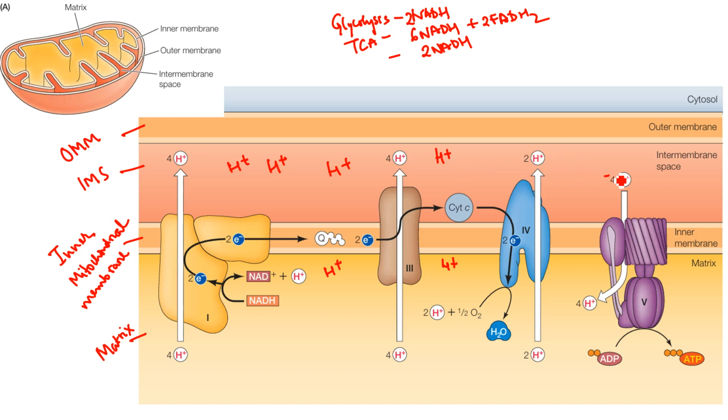Now, how is this gradient broken? There is this complex 5, the ATP synthase. This ATP synthase breaks the proton gradient by transporting the protons from the intermembrane space into the matrix. And when this electrochemical gradient is broken, ATP molecules are generated. From ADP you get ATP molecules. Okay, so this is how the electron transport system functions in the mitochondria.